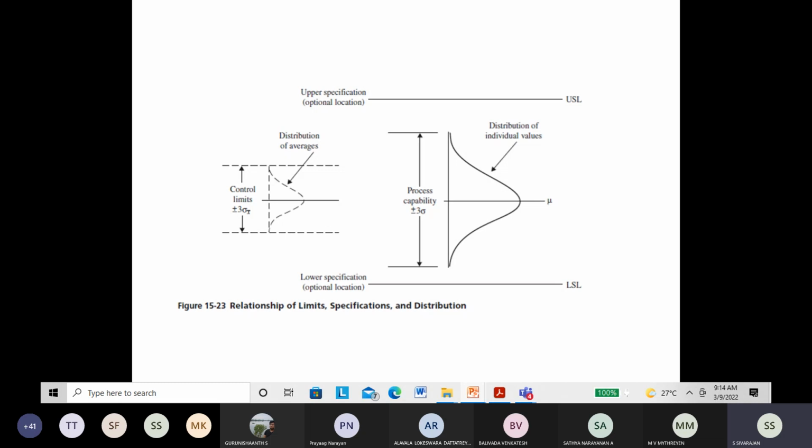So what do you mean by tolerance? Tolerance is nothing but a permissible variation in the component. In the component, that is called specification. So we are giving it in the specification.